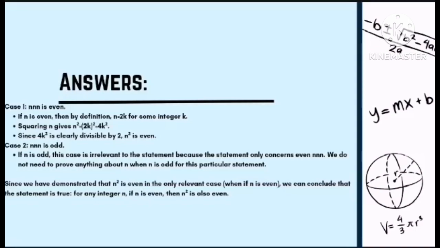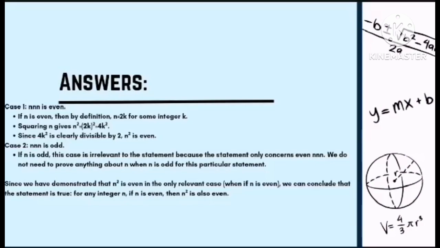So here's the answer. Case 1: n is even. If n is even, then by definition, n equals 2k for some integer k. Squaring n gives n squared equals (2k) squared equals 4k squared. Since 4k squared is clearly divisible by 2, n squared is even.